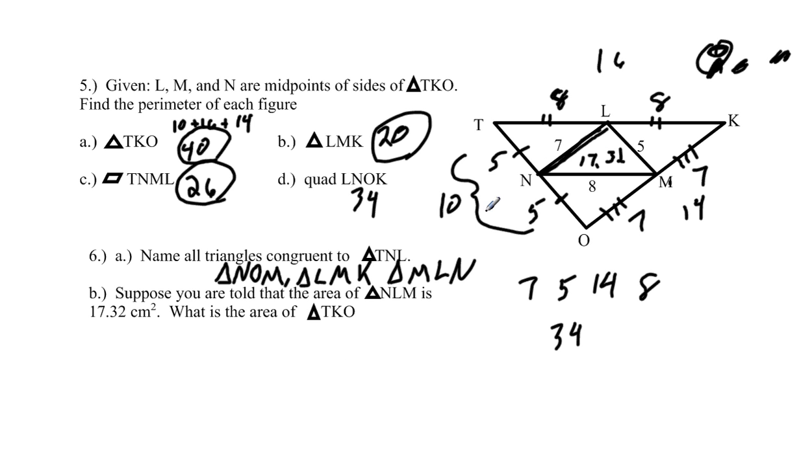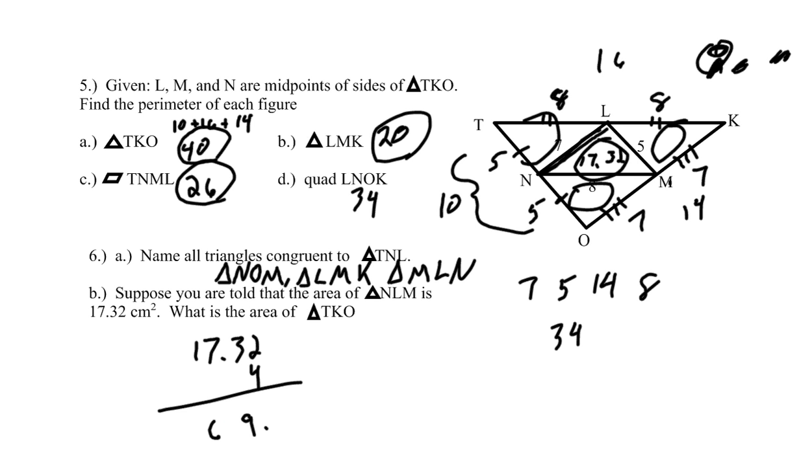Now, since we just got done in the last one saying that all 4 of these triangles are congruent, we know since this one's 17.32, so will there be this one, and this one. So we just take the 17.32 and multiply by 4. And using the power of technology and incredible brain power, we say it's 69.28 centimeters squared.